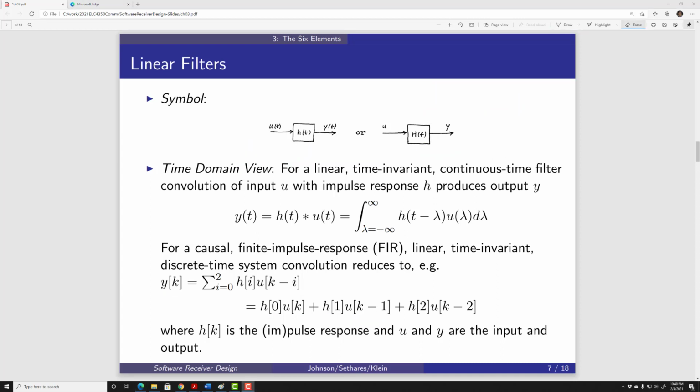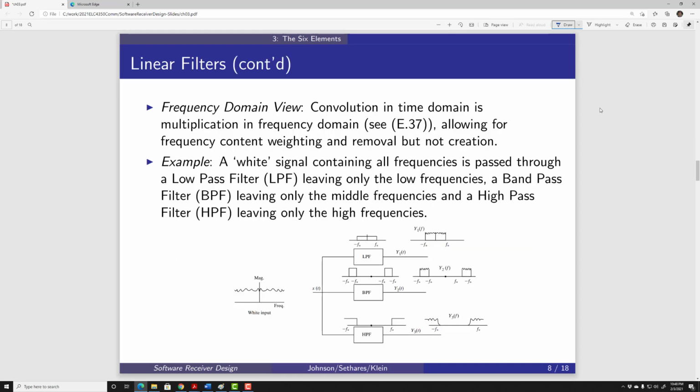This element is implemented in the time domain when we design the filter with these parameters of h. In the frequency domain, it's easy to look at the effect. The frequency domain view is simply a multiplication. For example, if my original signal is a white input, meaning that I have all frequency components, if it goes through a low-pass filter, I will have the lower frequencies. If it goes through a bandpass filter, I will have the frequency components between two frequencies, F low and F high. If it goes through a high-pass filter, then I have the higher frequencies, but the low frequencies are suppressed to near zero.